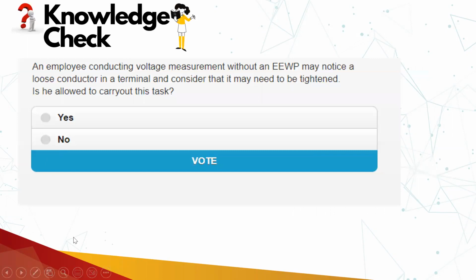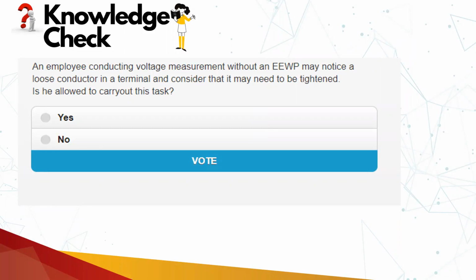Okay, an employee conducting voltage measurement without an energized electrical work permit may notice a loose conductor in a terminal and consider that it may need to be tightened. Is he allowed to carry out this task? So the answer is no.